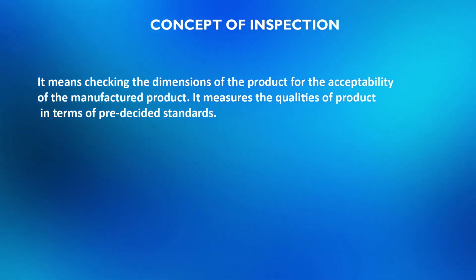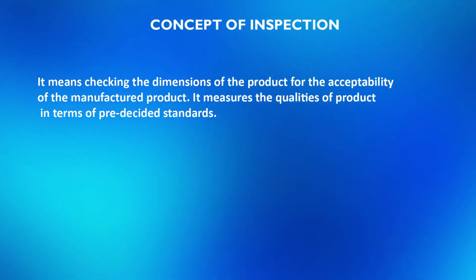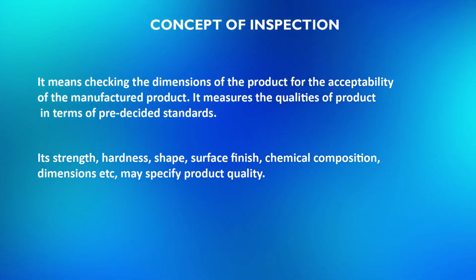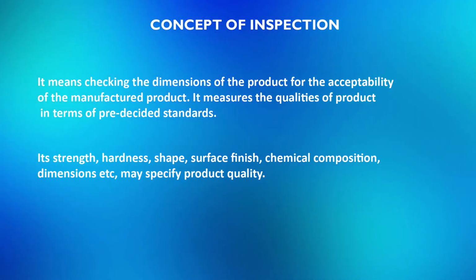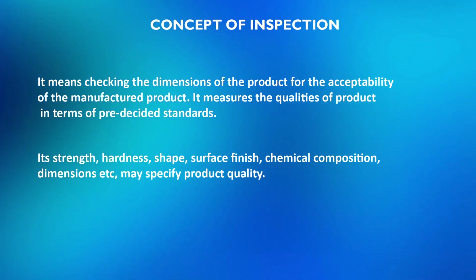It measures the qualities of a product in terms of pre-decided standards. Its strength, hardness, shape, surface finish, chemical composition, dimensions, etc. may specify product quality. In any manufacturing, we need to measure the dimensions. That is why we call it inspection.